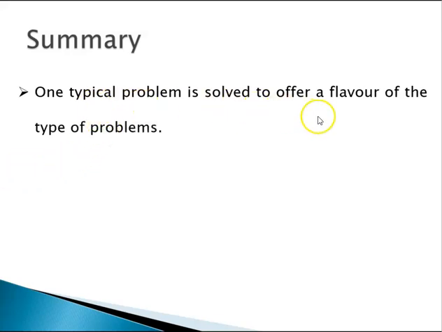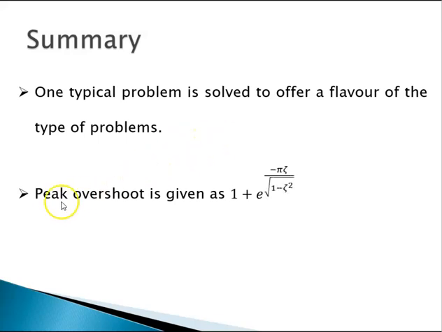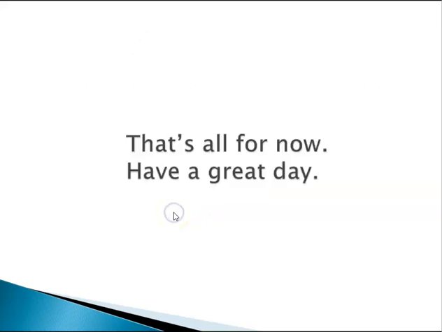With that, we will summarize what we have seen. A typical problem is solved to offer a flavor of the type of problems. And we note one new piece of information we obtained: peak overshoot is 1 plus so and so quantity for a second order system.